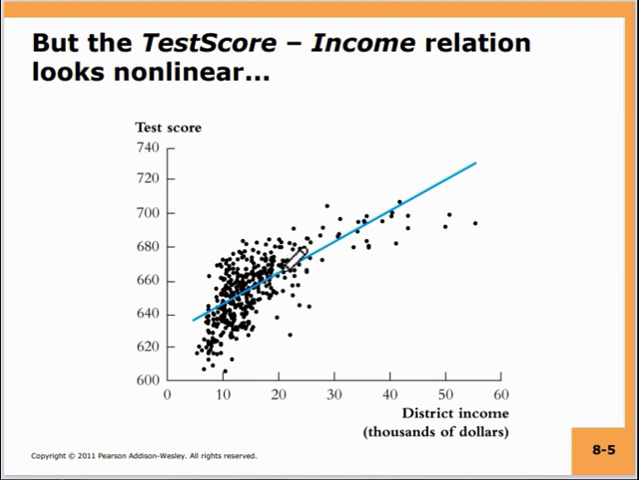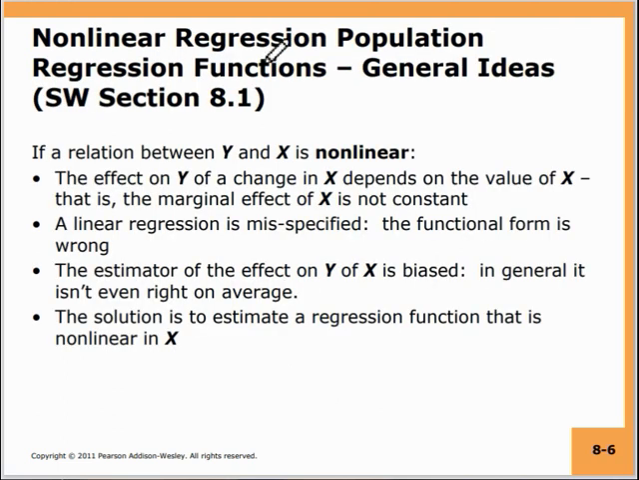But as it reaches some kind of a threshold, as income rises even further, the test scores do not rise so sharply, and they in fact flatten out. So there is some kind of a differential slope at different levels of income. So there is a nonlinear relationship. So we now define the idea of a nonlinear regression population. If a relationship between y and x is nonlinear, the effect on y of a change in x depends on the value of x.